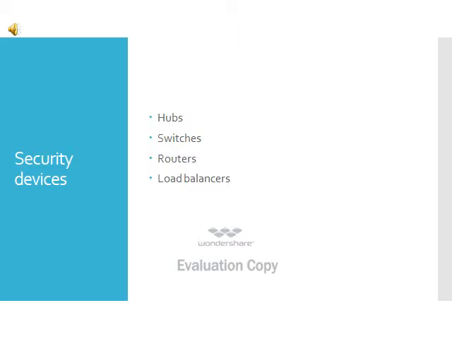The security devices include hubs, switches, routers, and load balancers. Each performs a different task in providing network security.